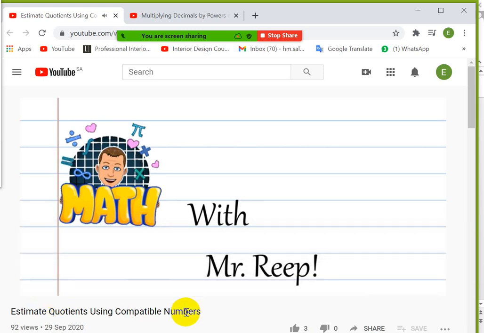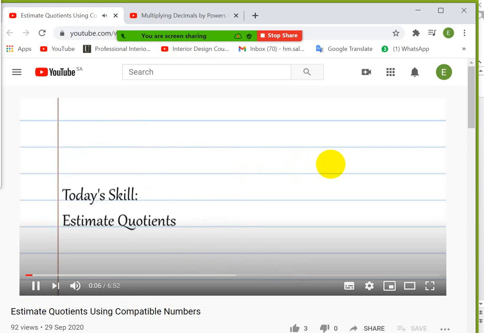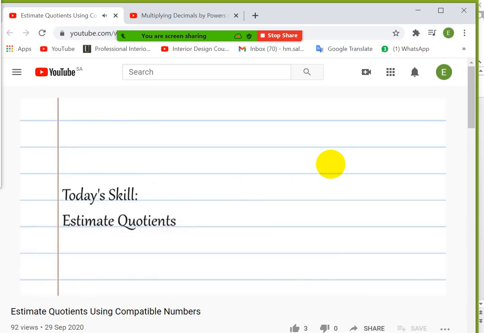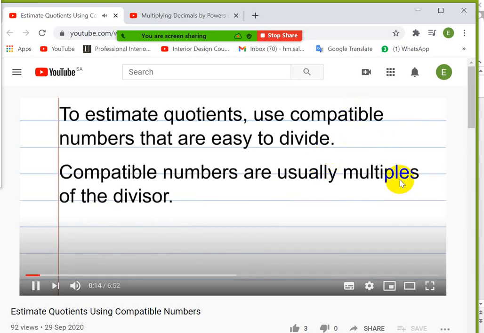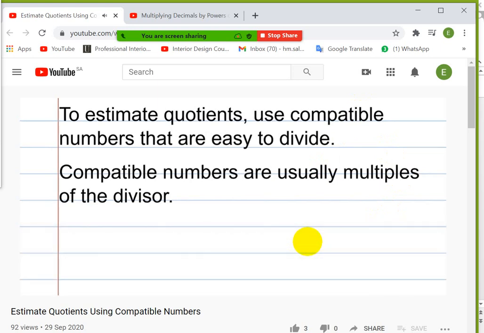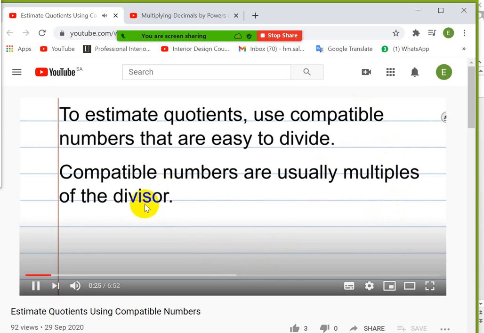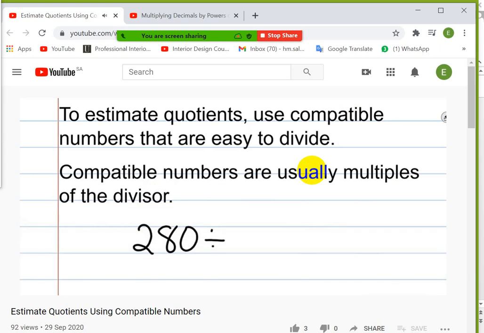Hello there, my friends, and welcome to Math with Mr. Reap. Today, we will be focusing on the skill estimate quotients. When you estimate quotients, you can use compatible numbers that are easy to divide. Now, compatible numbers are usually multiples of the divisor. For example, if I have 280 divided by 7, the compatible number is 28. 28 is a multiple of 7. So I can do 28 divided by 7, and that equals 4, and then I bring the 0 over, and so that's what we're doing here. We're finding those compatible numbers that are multiples of the divisor.